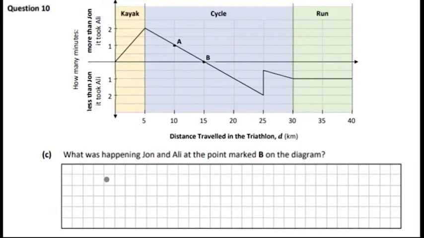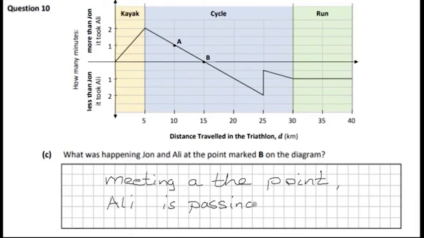So they're meeting at the same point, at the same speed, really. So at that stage, you can see that Ellie is passing John. Ellie is just about to pass John. So Ellie is passing, if we go with the progression, John on his bicycle. Okay, it makes sense.